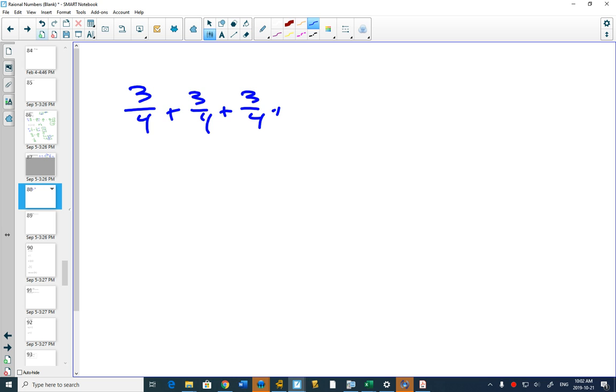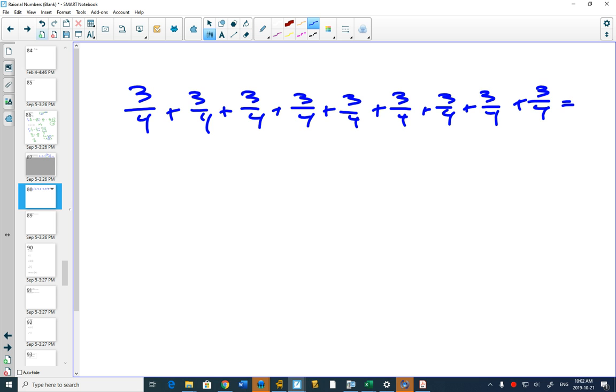9 times, oh, this is going to be tiresome. But what makes more sense if you have a lot of things that are the same size? What kind of math can we do to do this quicker? For example, yes, we can multiply. Something a little bit easier.